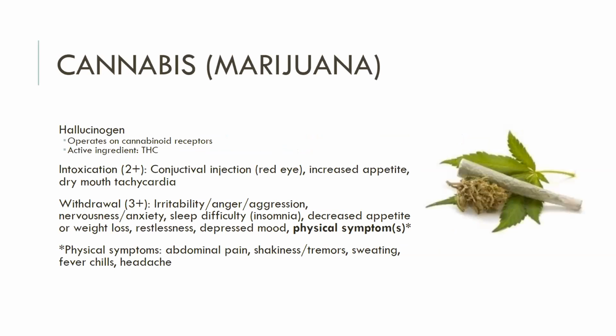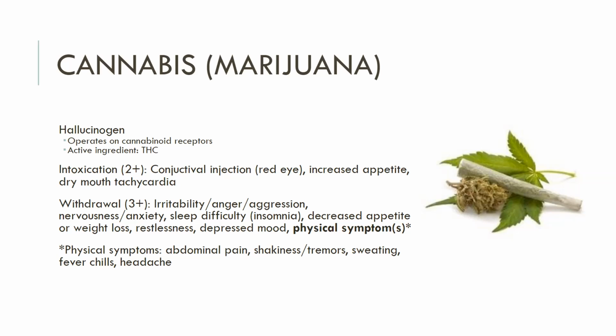Okay, moving on to number 3, cannabis, also known as marijuana. Cannabis is a hallucinogen, so this is a completely different class of substance than what we've talked about before. It operates on the cannabinoid receptors in the brain. For any substance to have an effect on humans, it has to be able to impact an existing receptor or chemical within the brain. Otherwise, there's no way for it to have an effect.